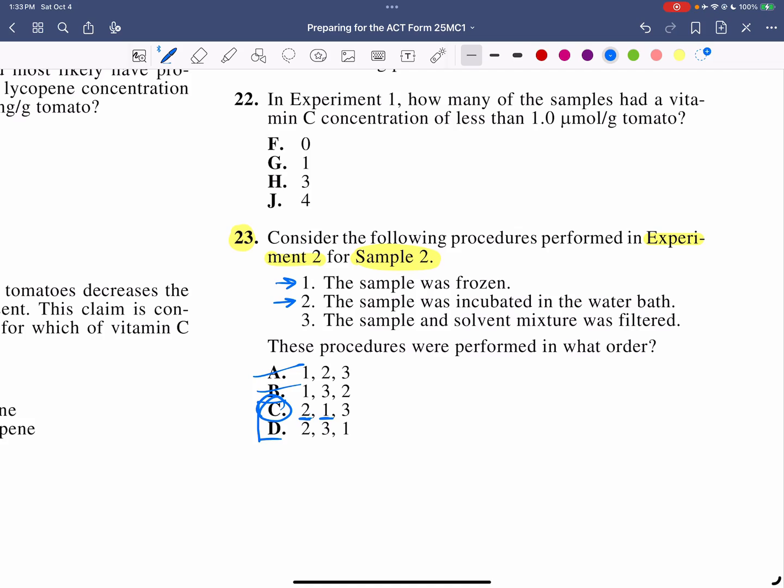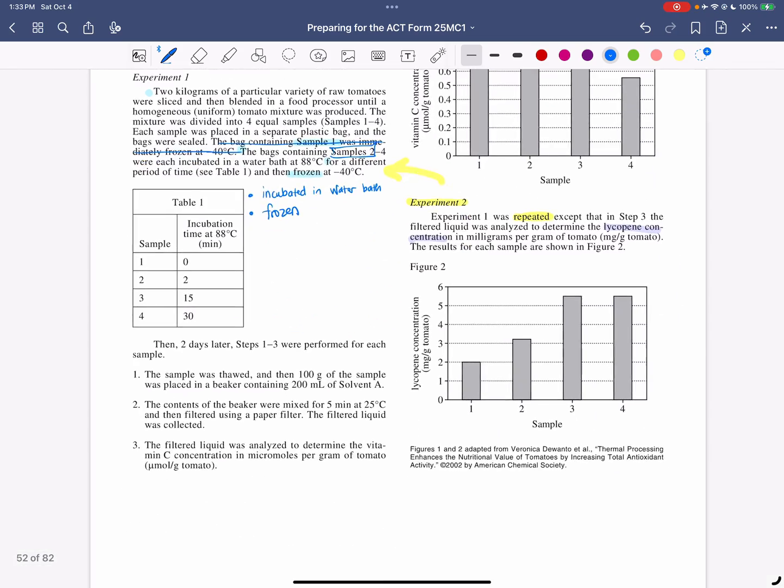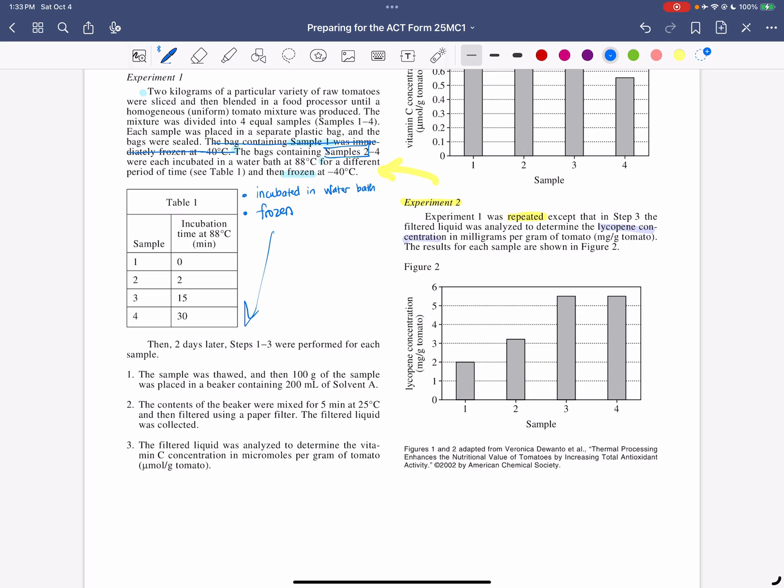But let's keep going and see just the last part of it after it was frozen. And then we can come down here and it says then 2 days later, steps 1 through 3 were performed. And in this one, the sample was thawed and then it was placed in a beaker. So we know after that it was thawed. And then what came next? It was filtered. That's what that step is telling us. And then it was analyzed.